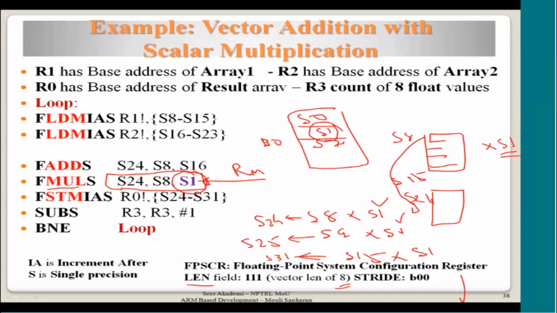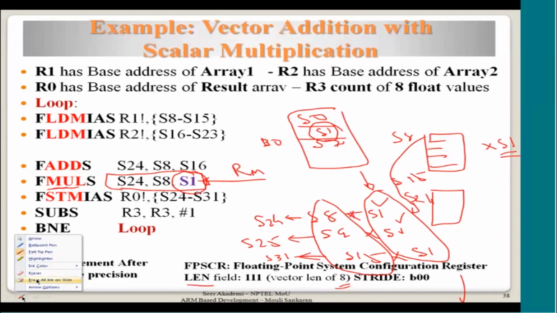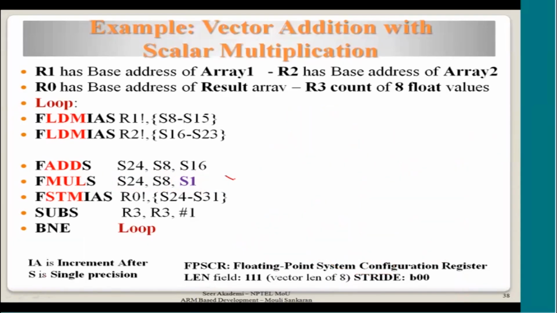So you are actually doing a scaling operation, scaling by a fixed amount S1, on 8 data. Actually it is a vector of data, but one of the elements is a scalar. Why multiplication? It is a multiply instruction. If it was an addition, everything would have been added by S1. So this is one flavor of instruction. I just wanted to show you that a VFP instruction can be written this way.